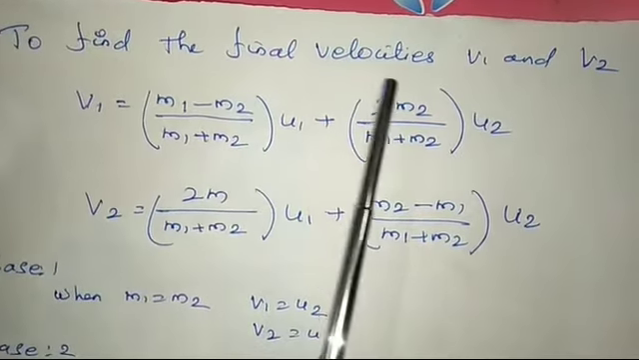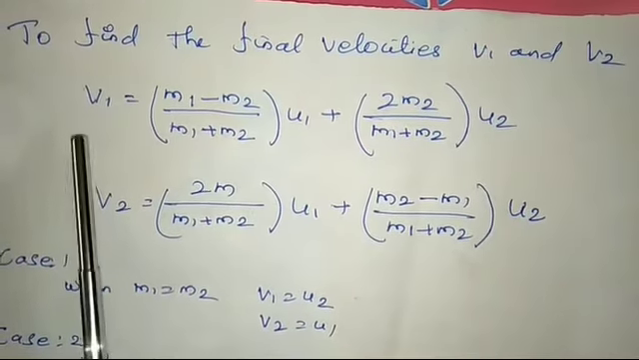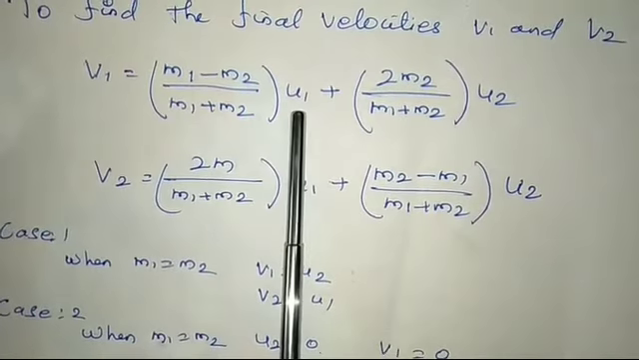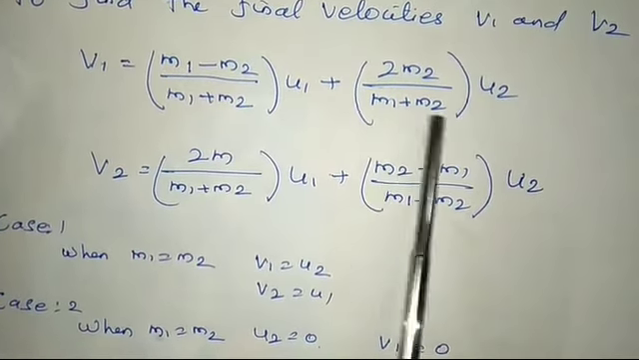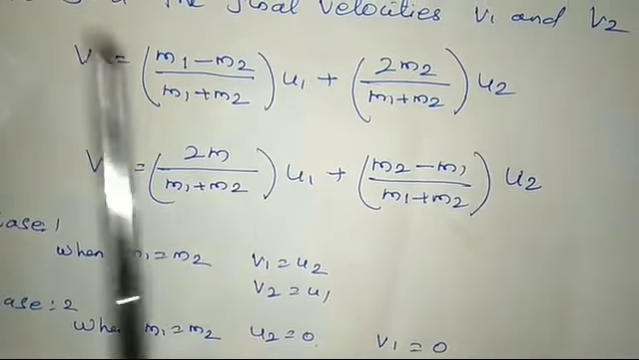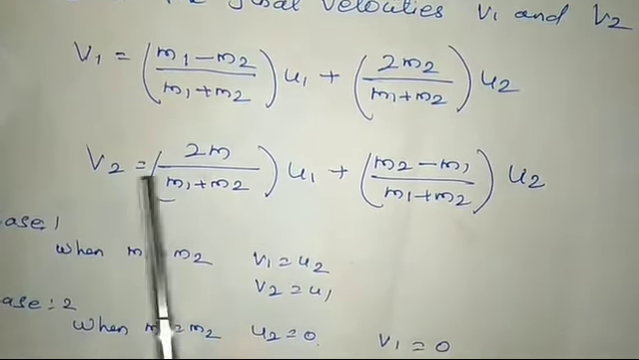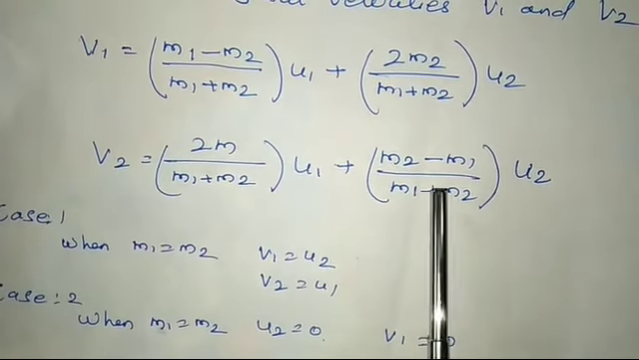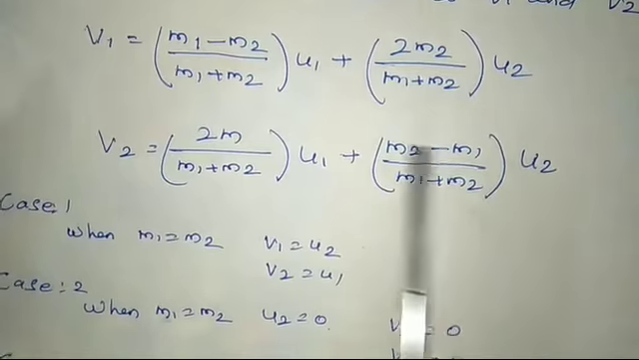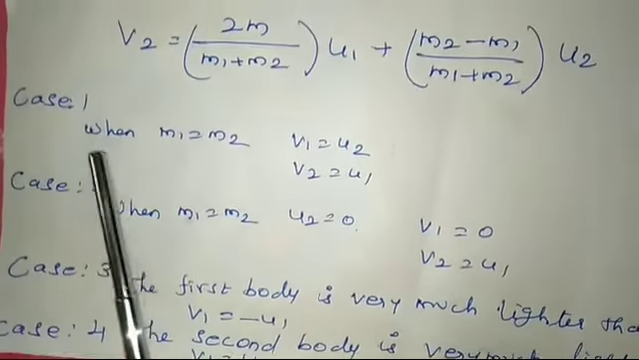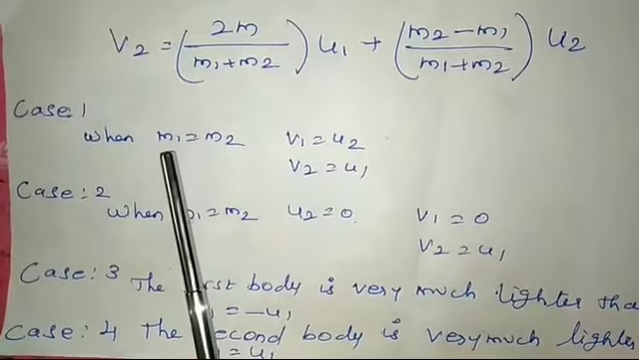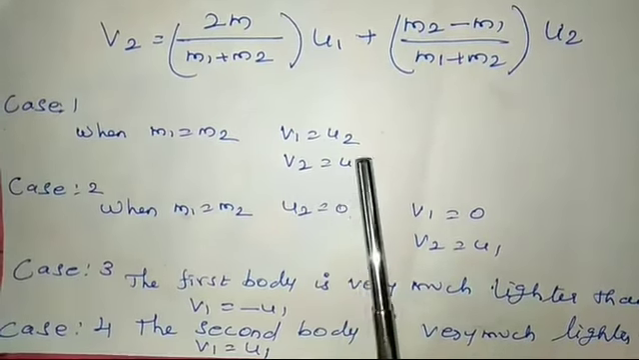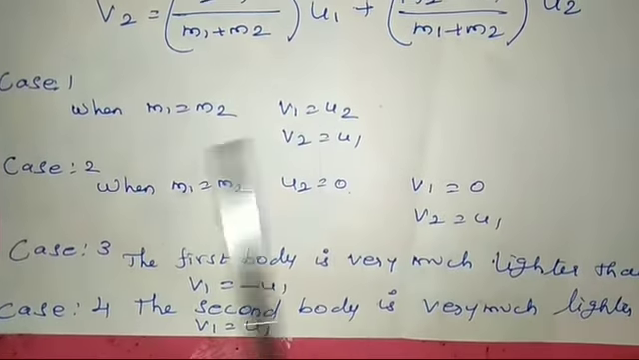To find the final velocities v1 and v2: v1 is equal to m1 minus m2 by m1 plus m2 into u1, plus 2m2 by m1 plus m2 into u2. This is the v1 value. v2 is equal to 2m1 by m1 plus m2 into u1, plus m2 minus m1 by m1 plus m2 into u2. This is the v2 value. Okay, case 1: when m1 is equal to m2, so mass 1 is equal to mass 2, v1 is equal to u2, v2 is equal to u1. This is the value for velocities.